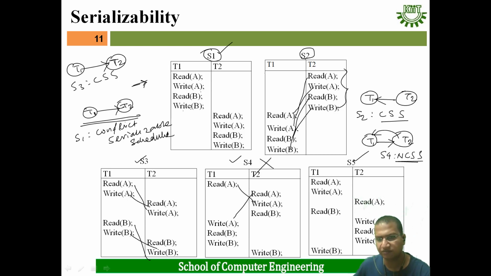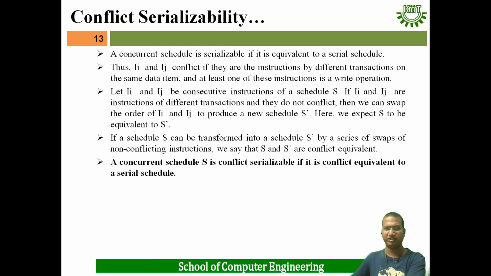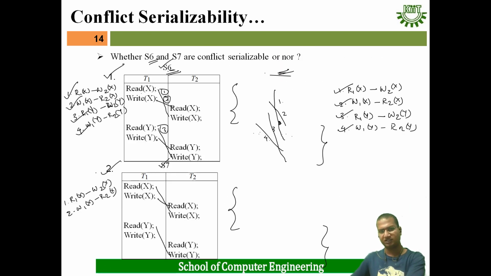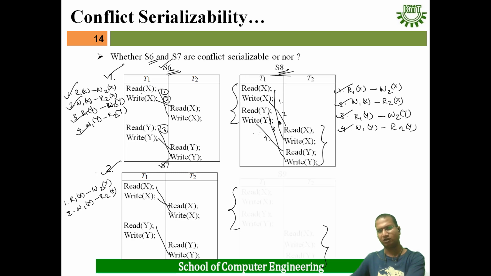Okay. Now we'll check for S5. Two transactions, T1 and T2. Then read A, write A: here is a conflicting operation, that means T1 to T2. Then here read B, write B, T2 to T1. A cycle is present. That means S5 is not a conflict serializable schedule. In this way, you can use a precedence graph to check whether a schedule is conflict serializable or not.